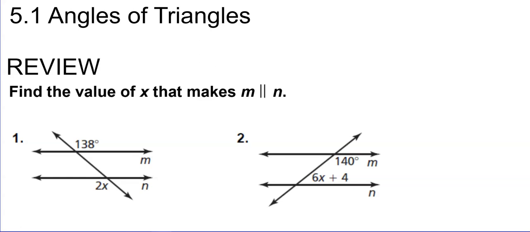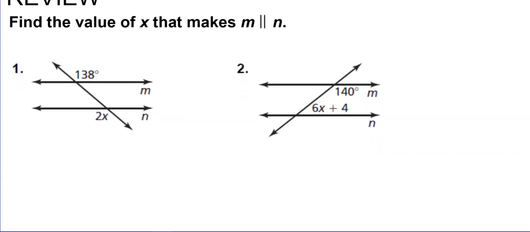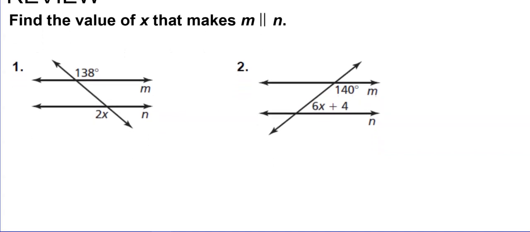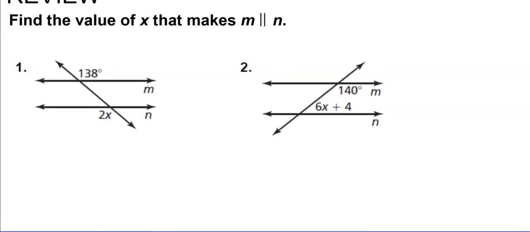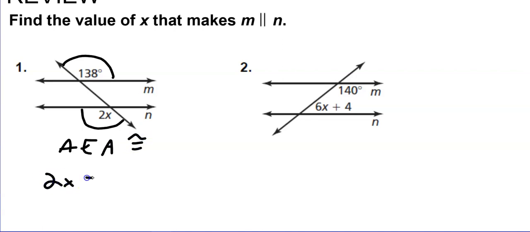All right, so first we're going to review some concepts. What would x have to be to make the lines parallel? If we look at this angle here and this angle here, they're both obtuse. They're both exterior and on alternate sides of the transversal. So they are alternate exterior angles, which means they must be congruent for M and N to be parallel. So therefore, we just say 2x equals 138. Divide by 2, x equals 69 degrees.